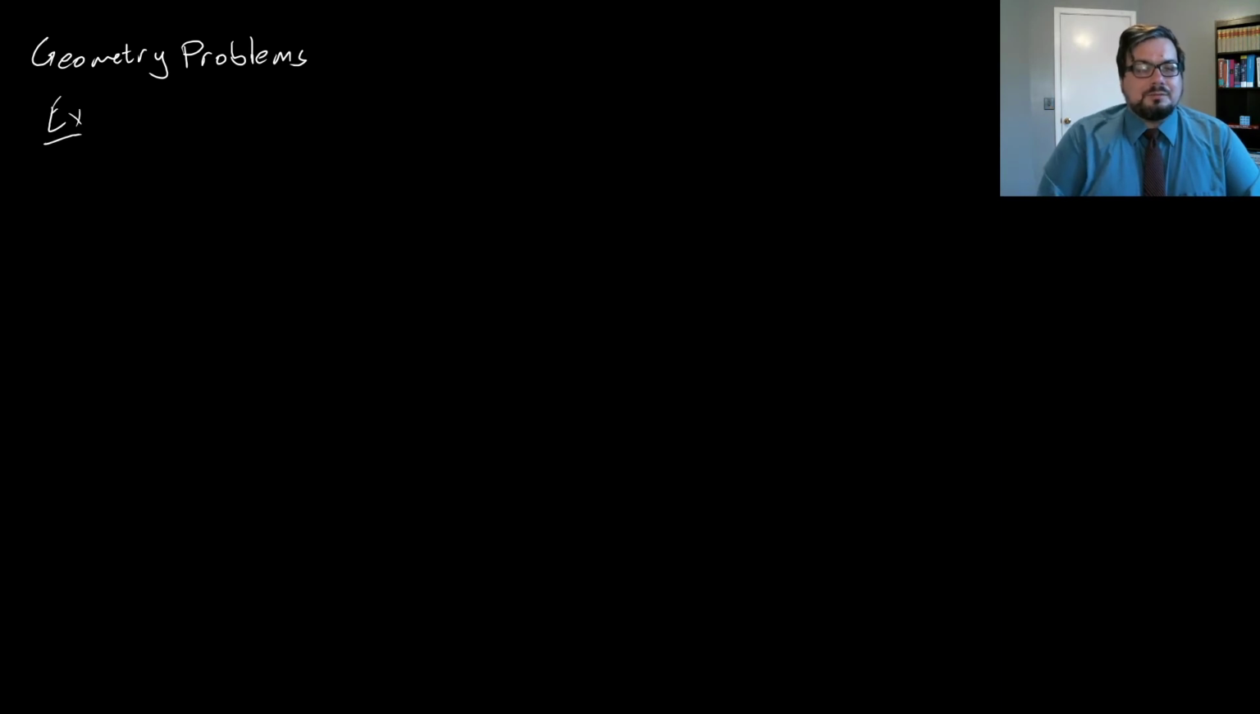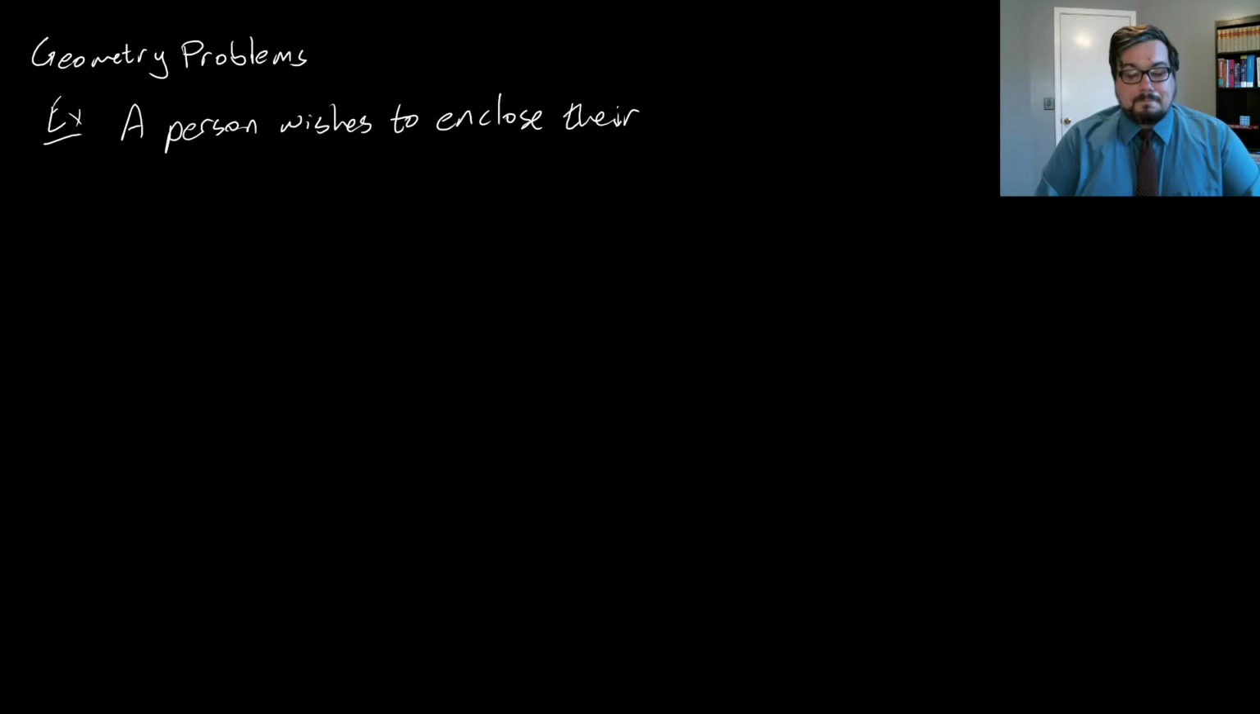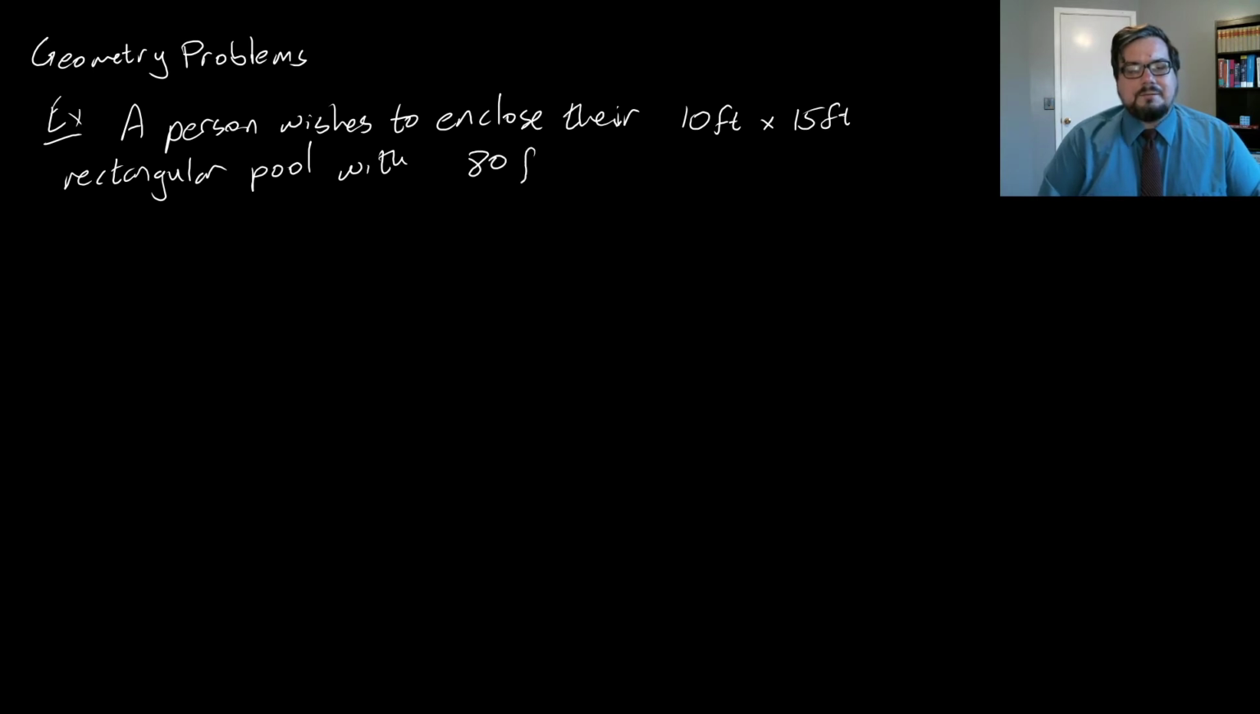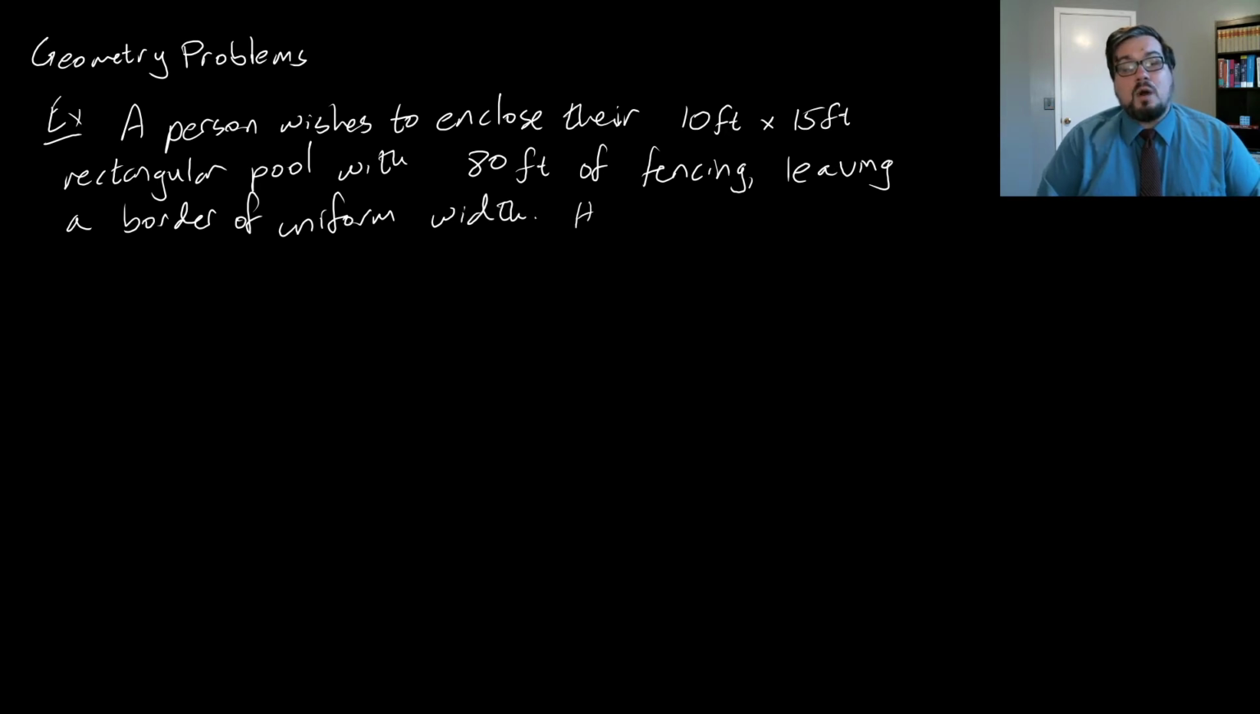let's look at the following example. A person wishes to enclose their 10-foot by 15-foot rectangular pool with 80 feet of fencing, leaving a border of uniform width. How wide should the border be?